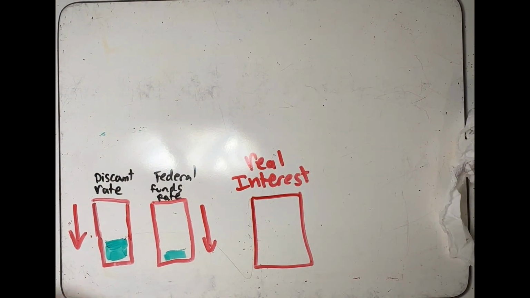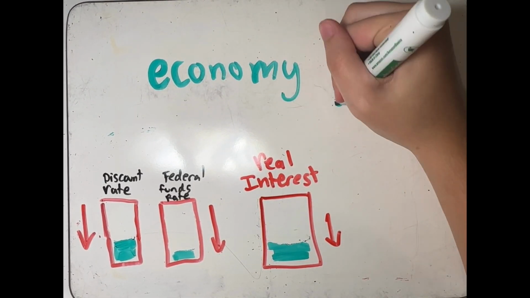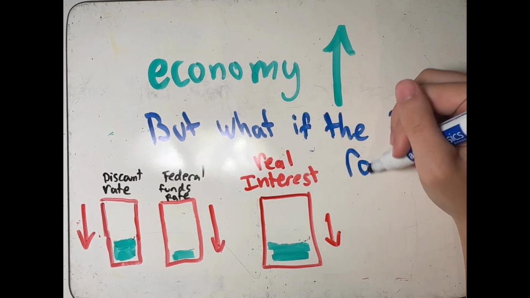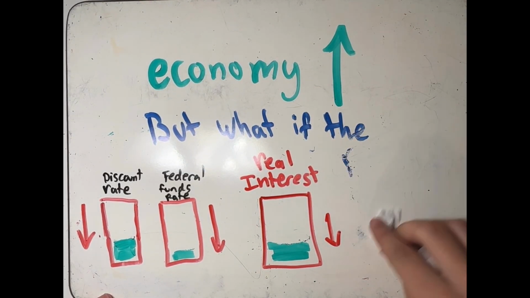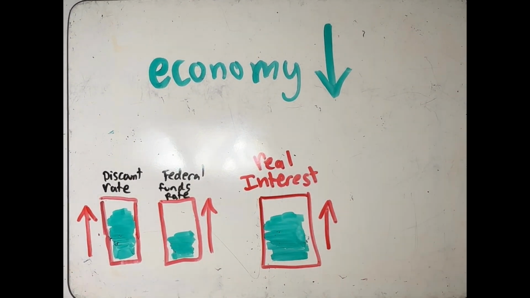A lower federal funds rate will lower the real interest rate, which spurs the economy by, as we said earlier, making investing cheaper. Raising the discount rate will have the opposite effect. Federal funds rate and interest rates will increase and slow the economy by making investing more expensive.